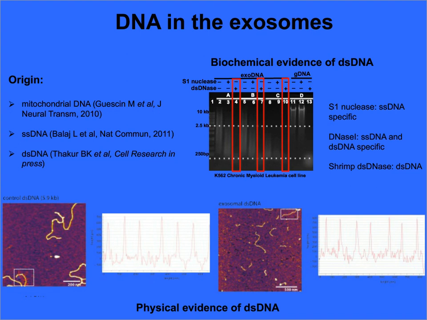Below, we actually do atomic force microscopy to detect double-stranded DNA by the physical appearance. And they look like spaghetti and string-like structures. And the height is approximately 700 picometers, which correlates to double-stranded. Single-stranded would be 350 picometers in height. So most of the DNA, when we examine patient samples at 21% oxygen, consists of double-stranded DNA in the exosome.